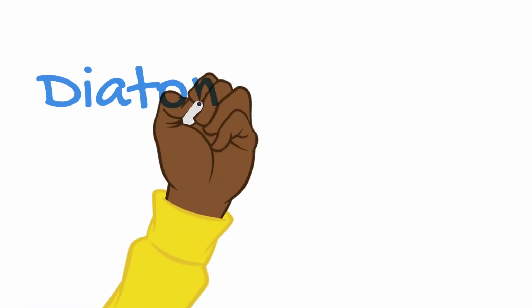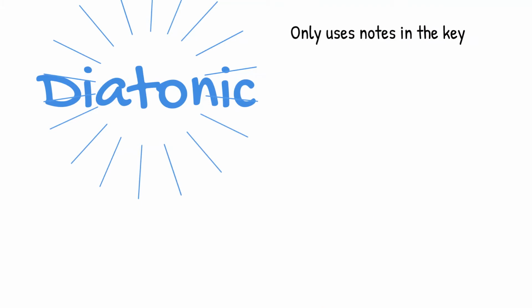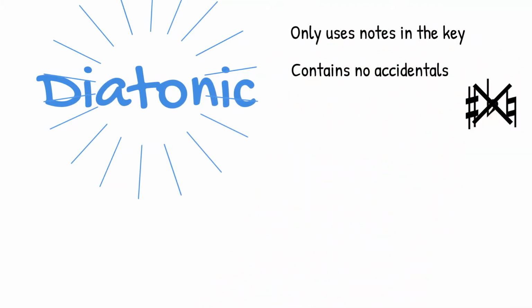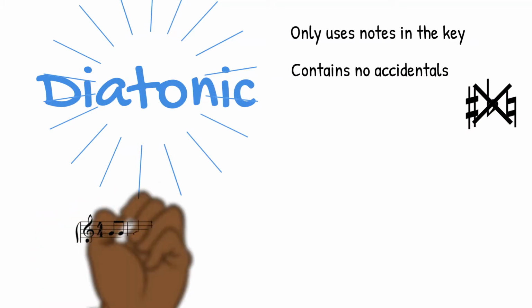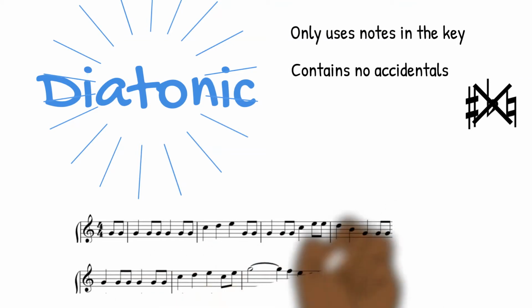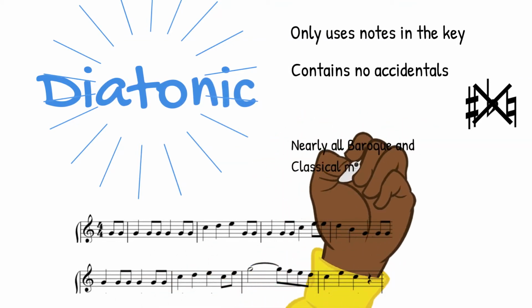If a melody is diatonic, it only uses notes that are in the scale of the key. You can generally tell if a melody is diatonic because there will be no accidentals next to any of the notes. Nearly all Baroque and classical melodies are diatonic.